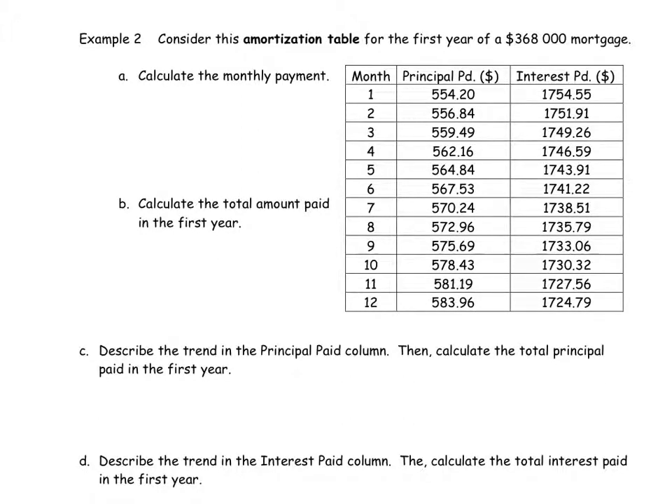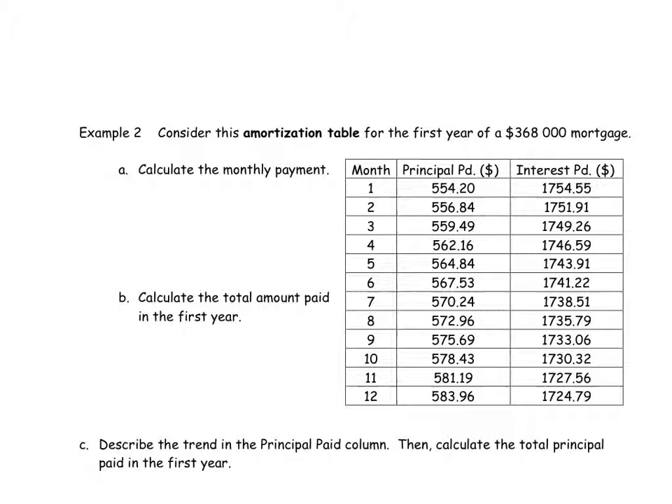In example 2, we are looking at what's called an amortization table. In reality, an amortization table for a mortgage would be much bigger than this, but it basically gives you the breakdown of how much of your payment each month is going towards principal and how much is going towards interest. As you can see here, we've got that breakdown from months 1 through 12 for this particular mortgage, which was based on a $368,000 mortgage.